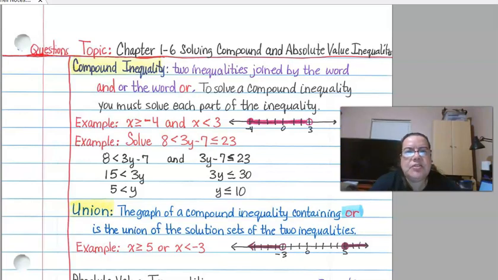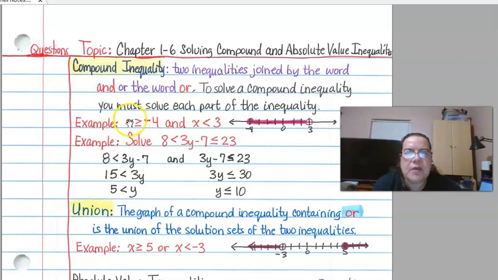So chapter 1-6, which is about solving compound and absolute value inequalities, is just another extension of the solving inequalities and the absolute value we looked at earlier. So what is a compound inequality? Well, it is two inequalities that are joined by the word "and" or the word "or." To solve a compound inequality, you must solve each part of the inequality.